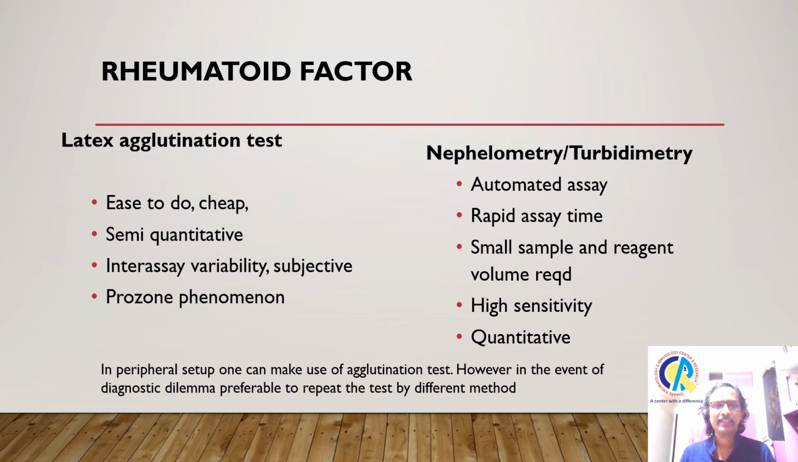Just to give an example, for rheumatoid factor we have two different methods of assay. One is the latex agglutination method, which is easy and cheap, but the only problem is that it is semi-quantitative. Inter-assay variability is quite often subjective, and if not taken care of, the prozone phenomenon may result in false negative results. Similarly, we have nephelometry, which is an automated, rapid assay; very small sample and reagent volumes are required, it is highly sensitive and gives a quantitative value.